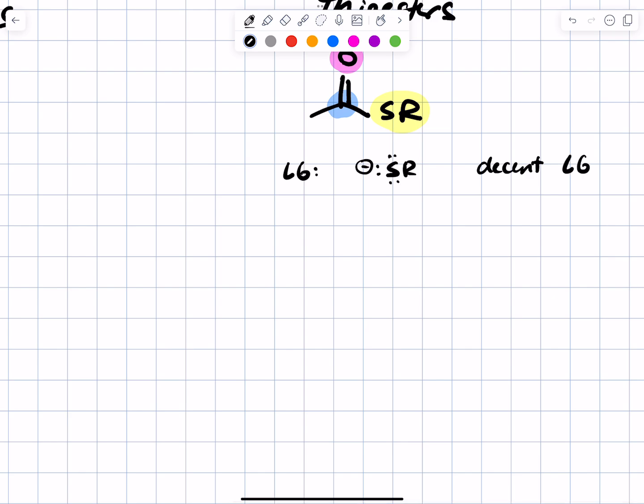It is not as good of a leaving group as chloride, but you can tell it's an okay leaving group because its conjugate acid, the thiol, has a pKa of around 8. So that means that the thiolate, the negatively charged sulfur, is a much better leaving group than, say, hydroxide or OH or OR minus.